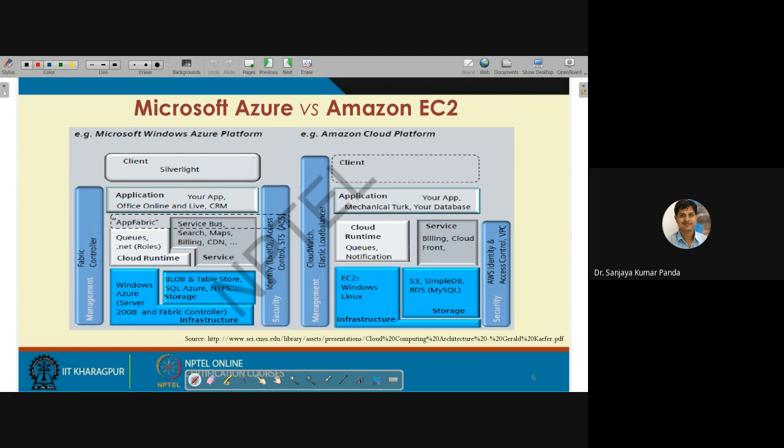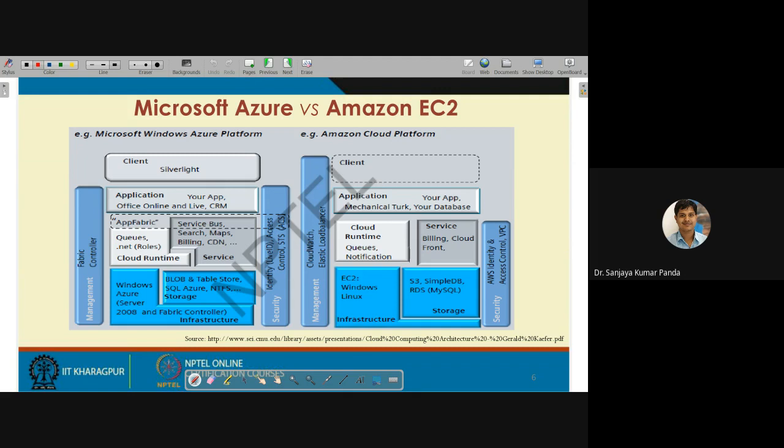If you compare this, it is also represented in the form of a stack. We divided it more or less into three different stacks: IaaS, PaaS, and SaaS. The bottom layer is always the infrastructure, the top layer is always software as a service, and the intermediate layer is your platform as a service.